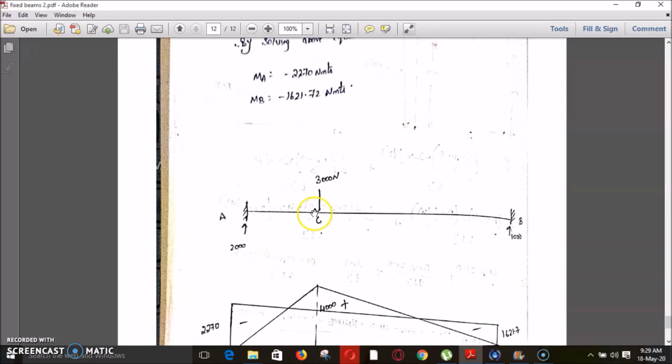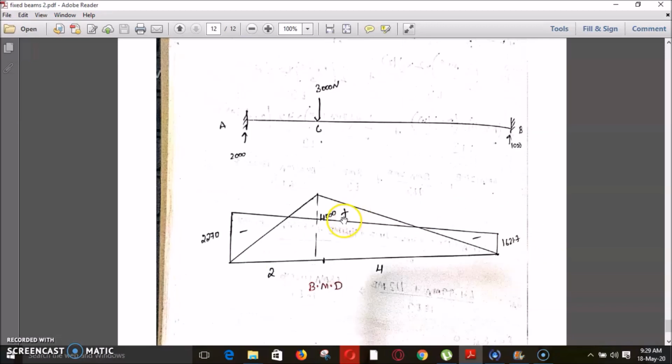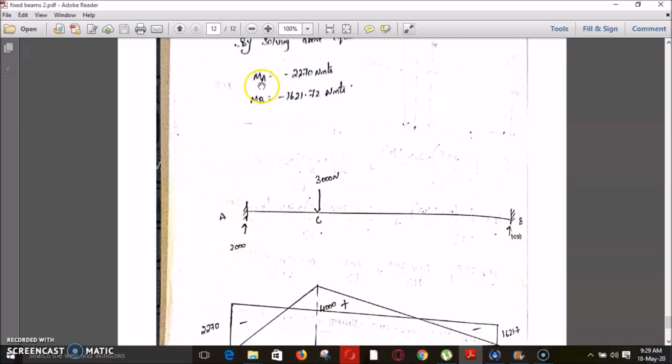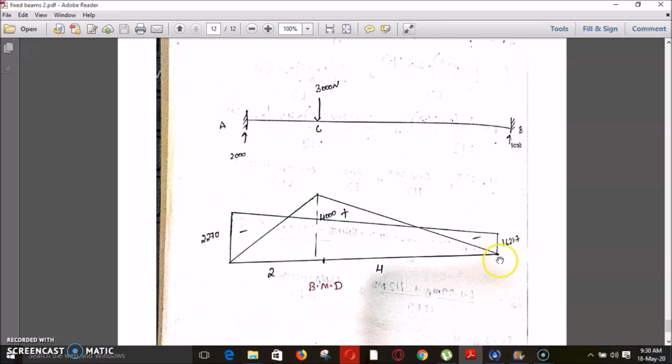So this is our beam. These are the forces RA and RB: RA as 2000 and RB as 1000 newtons. Now coming to the bending moment diagram. This is the bending moment diagram of the simply supported case. Here it is 0, here it is 0, and at C it is 4000 positive. Coming to the fixed case, we got the MA value as minus 2270 and the MB value as minus 1621. Mark both these values and join them using a straight line. So these values are negative. This is the bending moment diagram of this fixed beam.